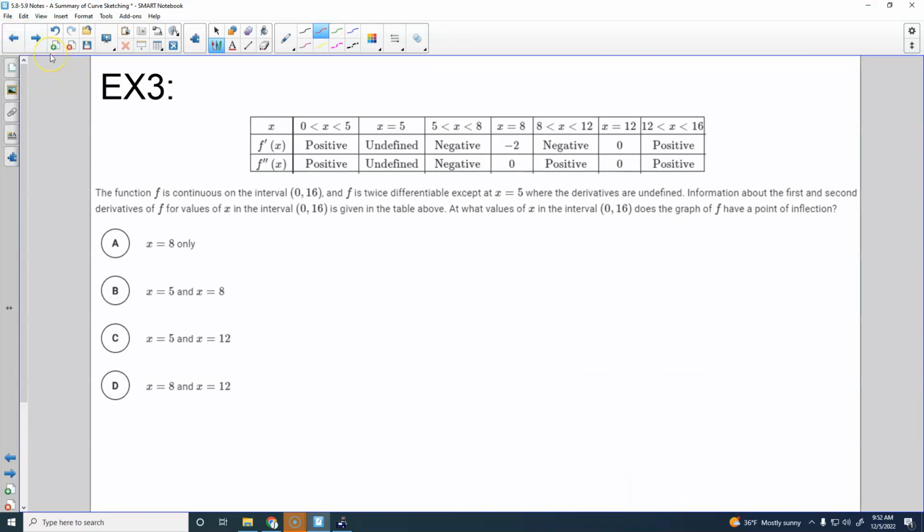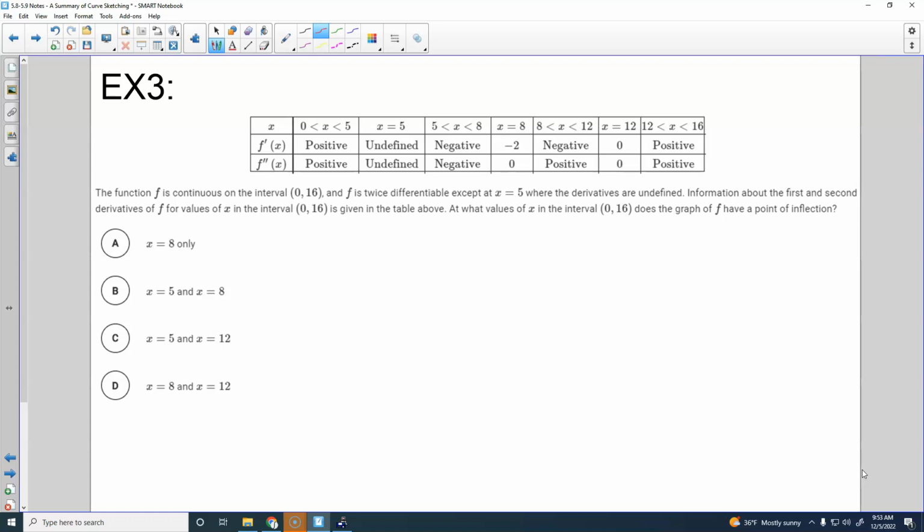All right. Okay, let's look at this next one. The function f is continuous from 0 to 16. It's twice differentiable except at x equals 5, where the derivatives are undefined. Information about first and second derivatives is shown in the table above. At what values of x from 0 to 16 does f have a point of inflection?